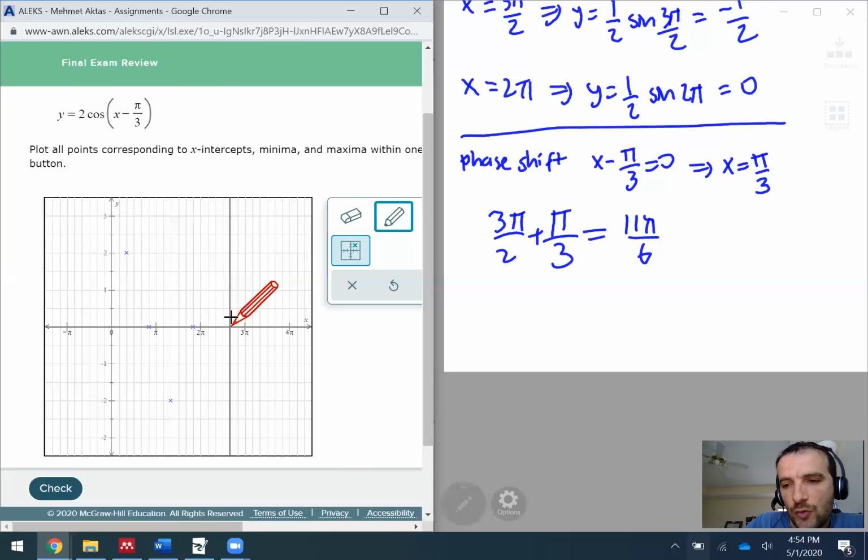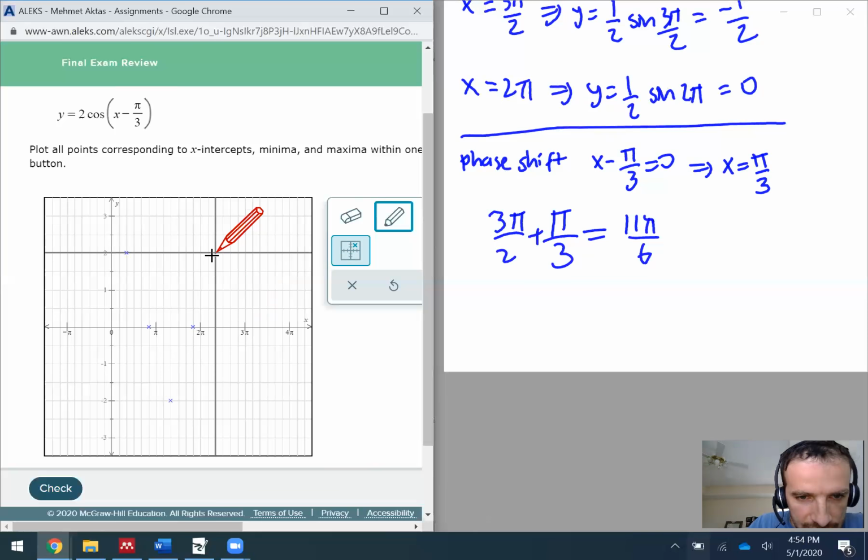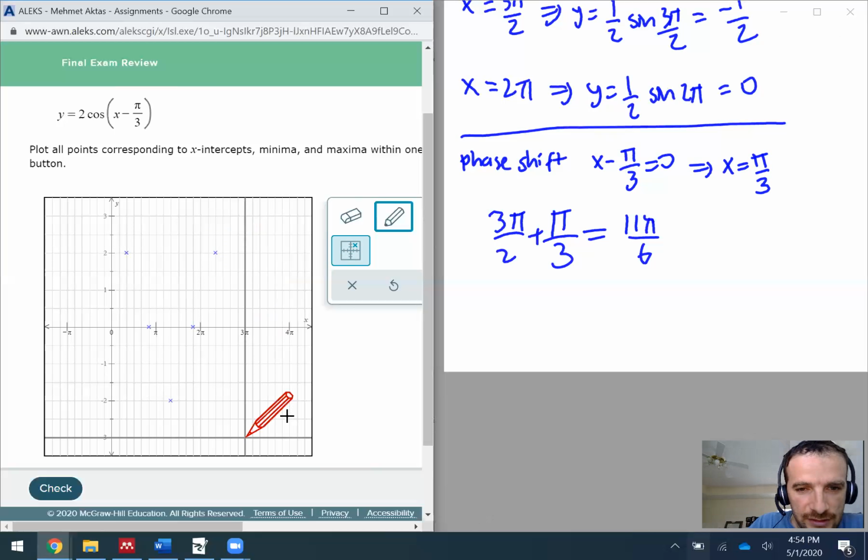And lastly, 2 pi, shift it pi over 3 units to the right. It will be 2 pi plus pi over 3, which is 7 pi over 3. And the value will be again 2. 7 pi over 3 is here. Be careful. Yes. Let's double check.